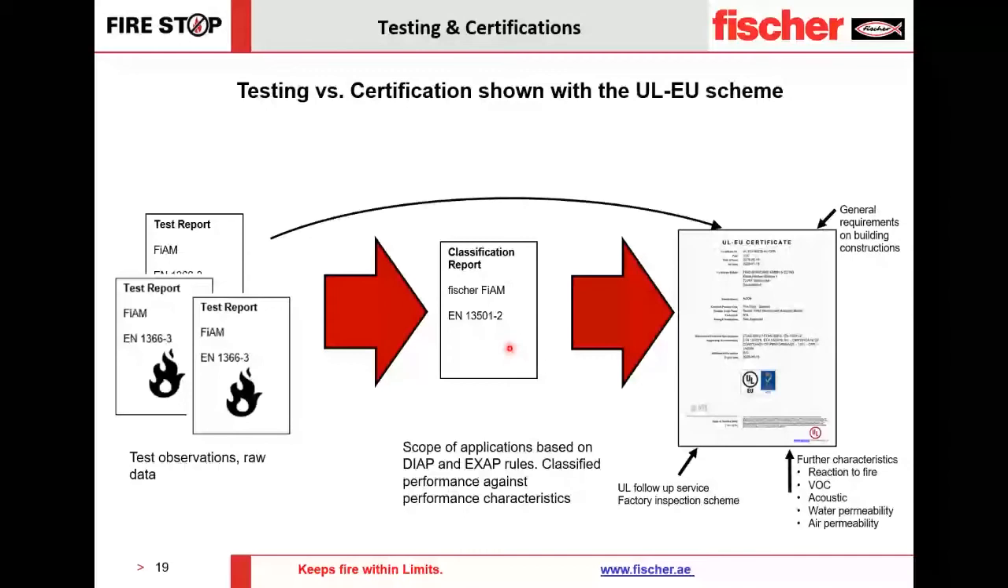Now, on the next step, all the way to the right, finally, a certification means that this set of applications is presented including further characteristics, for example, VOC, acoustic performance, or air and water tightness. More importantly, though, third-party certification schemes certify a product with the use of auditing procedures, for example, the UL follow-up service, to ensure that the product quality is consistent and the product exhibits the expected performance for a long time after the initial testing was done.